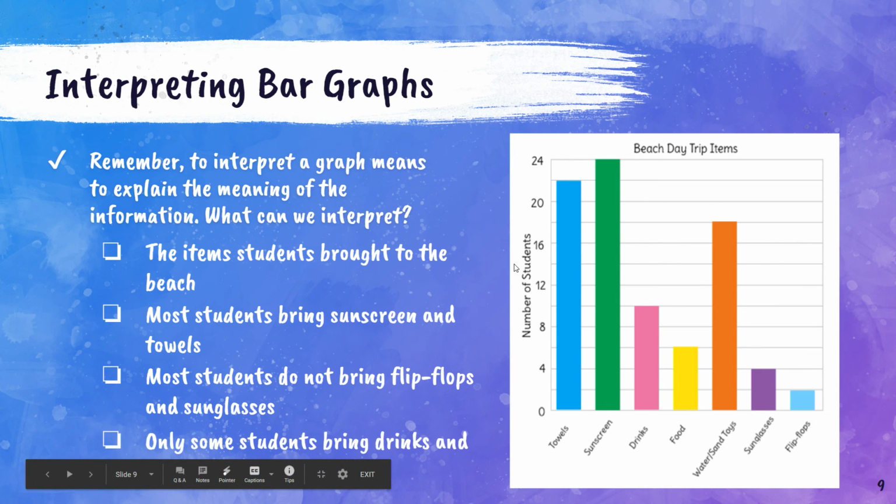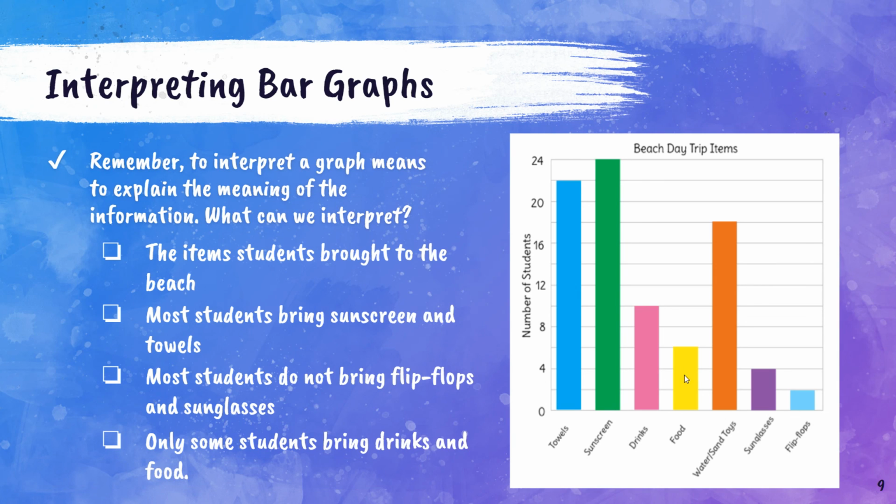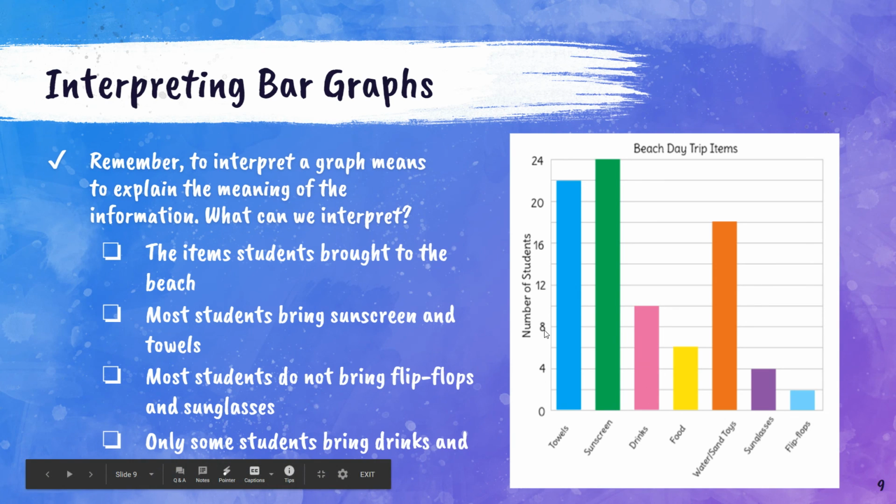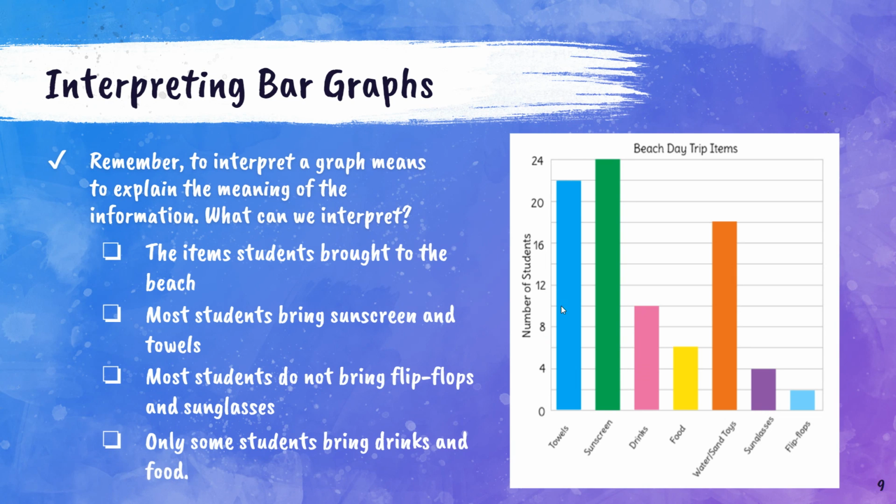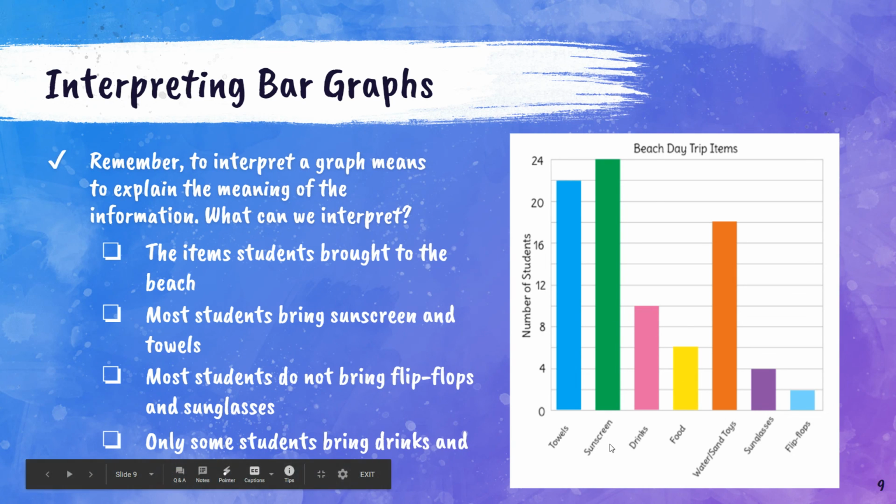We also know that only some students bring drinks and food when they go to the beach. Only some, because only, let's see here, 8 to 12, so that would be 10. So only 10 students bring drinks and only 6 students usually bring food.